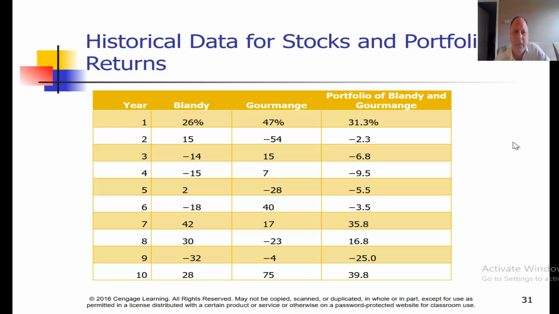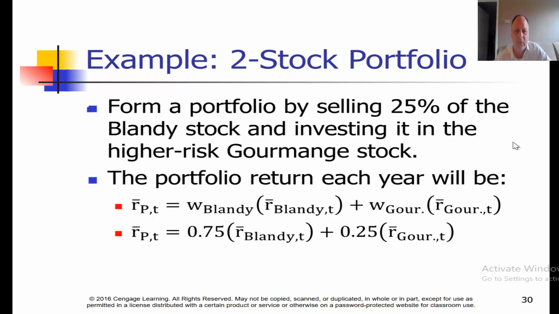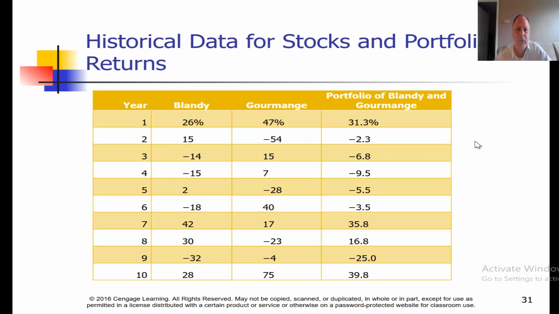So our portfolio of Blandy and Gramage, again, if we go back, is 75% Blandy, 25% Gramage. So in year one, it will be 75% times 26 plus 25% times 47, which is 31.3%. We will do this each year. So in year 10, 75% times 28 plus 25% times 75 gives us 39.8%. So we get these rates of return for this portfolio in each year.